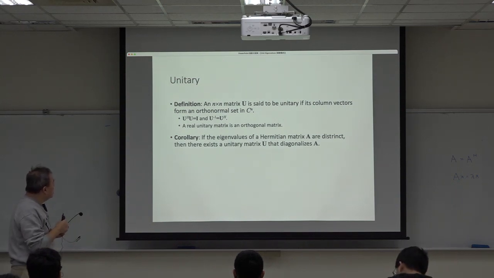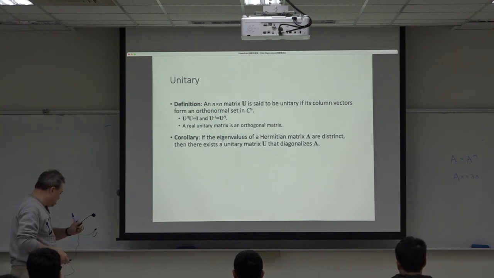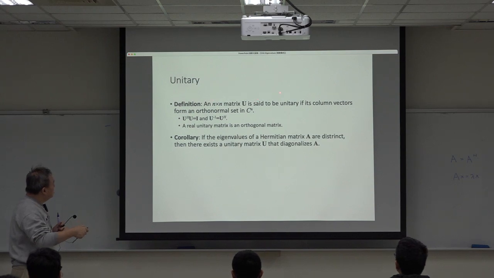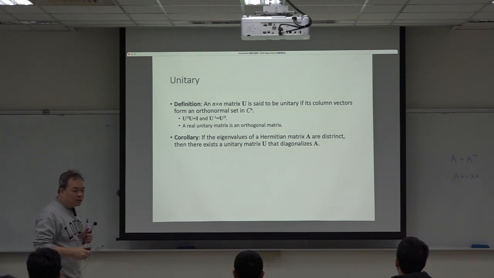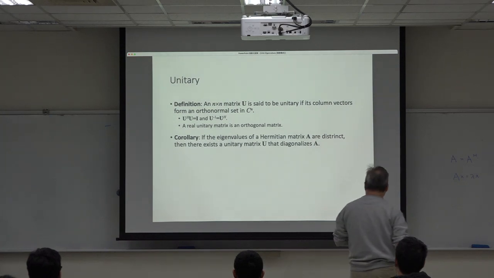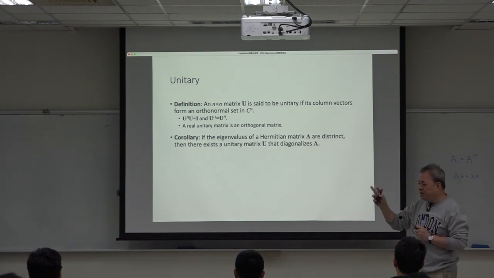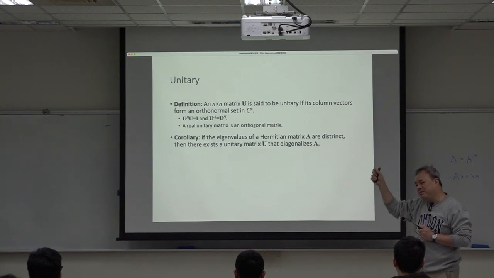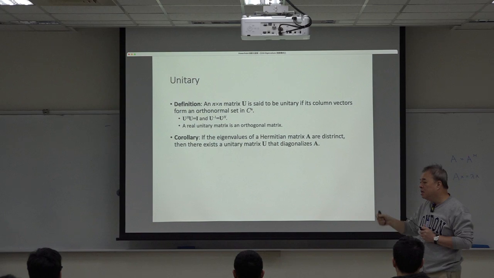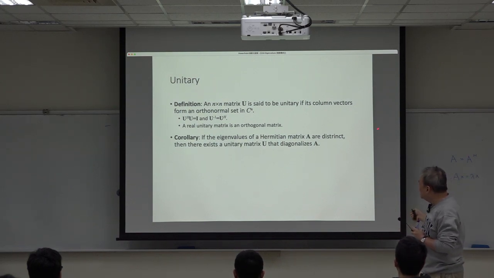Then the next one is unitary. An n times n matrix U is said to be unitary if its column vectors form an orthonormal set in C^n. So its column vectors are not only orthogonal, they are orthonormal. Every pair of them has inner product 0, and every one of them has length 1. If this is the case, we know U^H U is the identity matrix, right? Why?